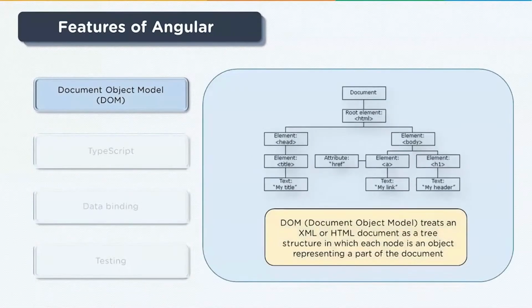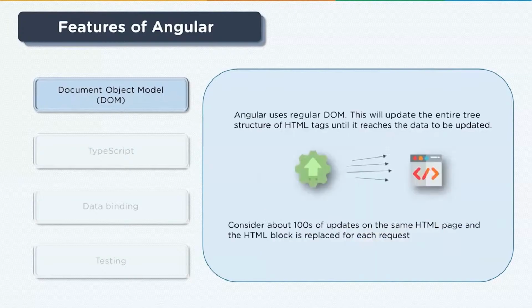Now the document object model treats an XML or an HTML document as a tree structure. Now here every node in the tree structure defines an object representing a part of your document. Angular uses the regular DOM. Now let's suppose you've made 10 updates on a single HTML page. So every time you make a change, the corresponding DOM or the tree structure needs to be updated. Now, Angular updates the entire tree structure of HTML tags.